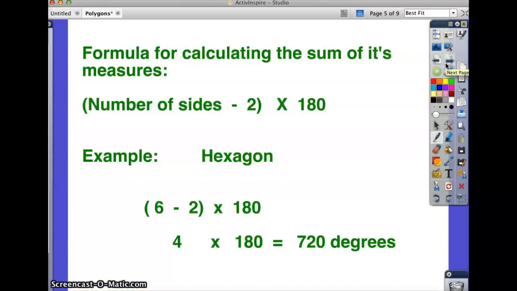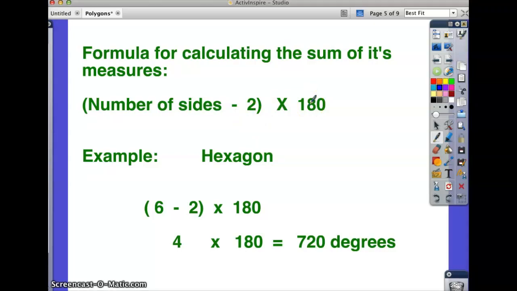Here's a formula for calculating the sum of the measures of any polygon. You take the number of sides. Now when I say the sum of its measures, that's the sum of all the angles. Like a hexagon has 6 angles. If you add up all those angles, that would be the sum of its measures. To find that, you take the number of sides, subtract 2, and multiply that by 180, and that will give you the sum of its measures.